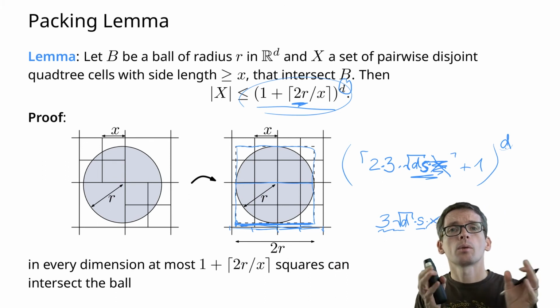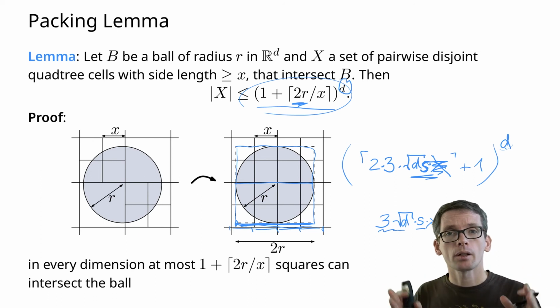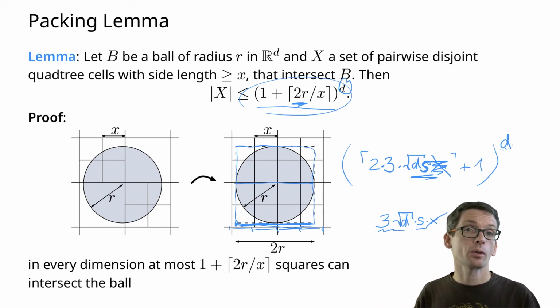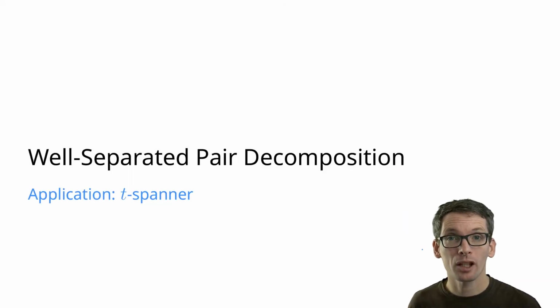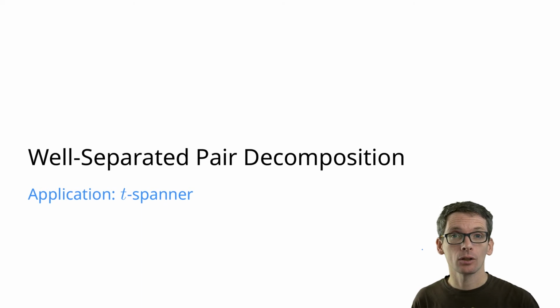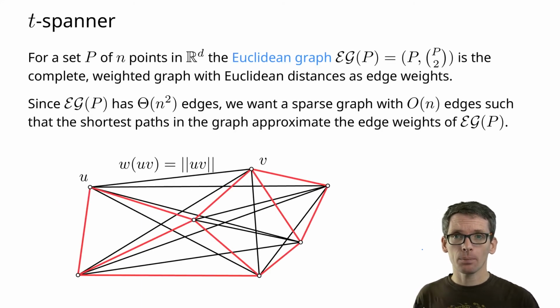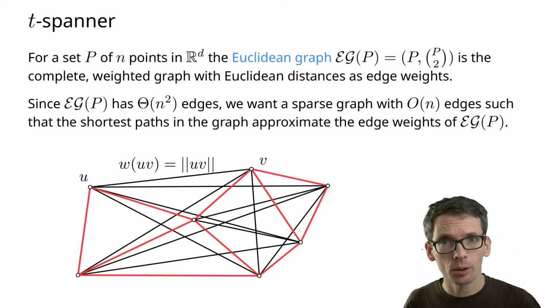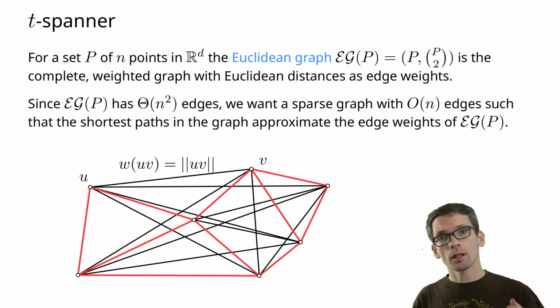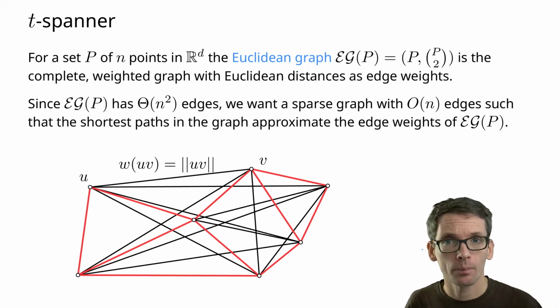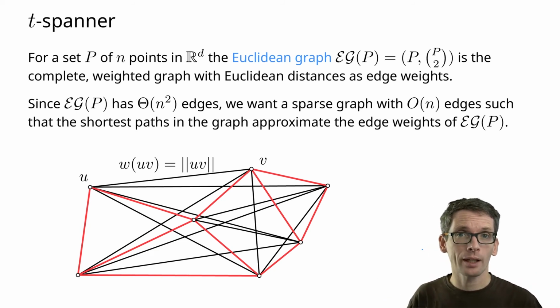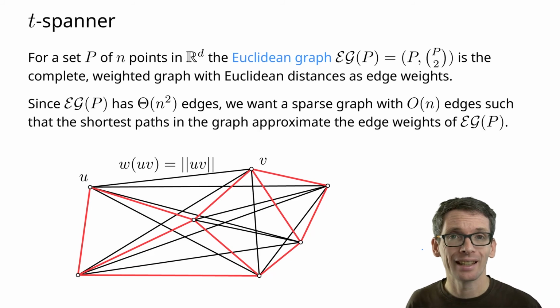Now we will bring all of this back to an initial motivation, namely we're going to construct a spanner using a well-separated pair decomposition. We now have a well-separated pair decomposition. Let's use it to construct a t-spanner. So what was a t-spanner? We wanted to approximate the complete Euclidean graph. So we have a point set. The complete Euclidean graph has an edge between any pair of points, and the weight is the Euclidean distance.